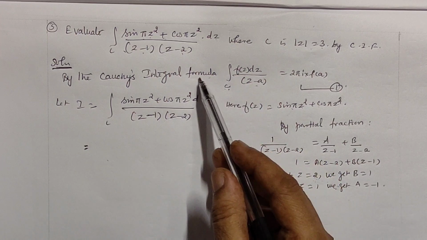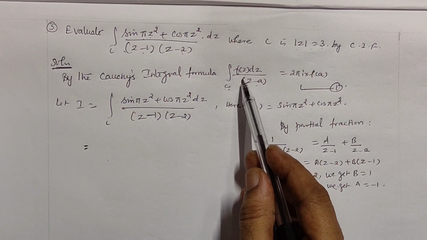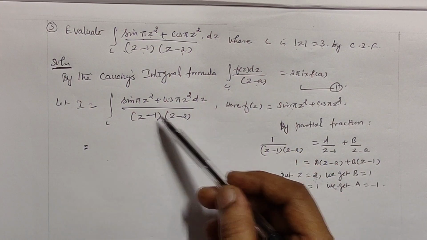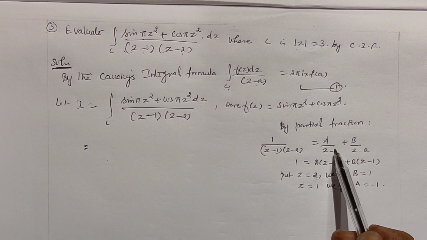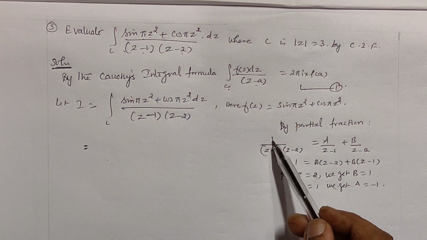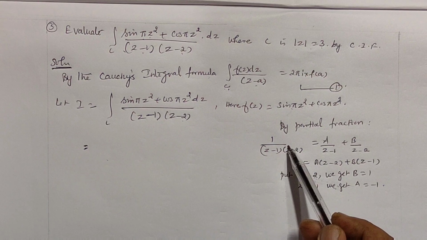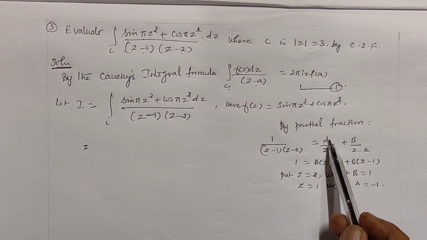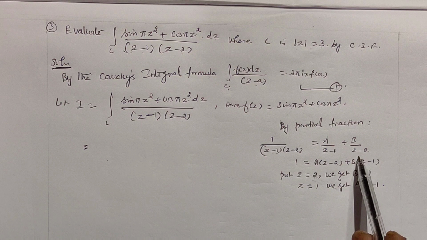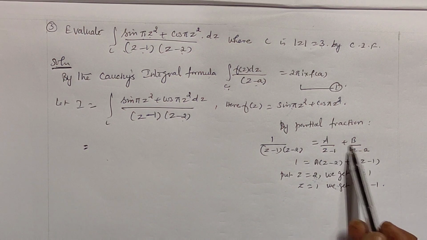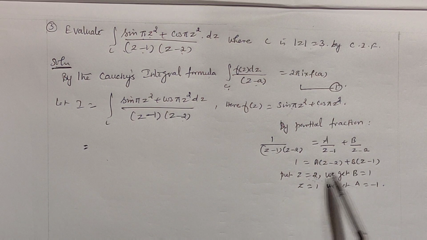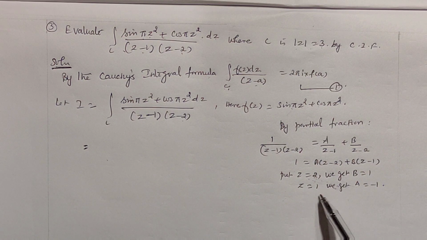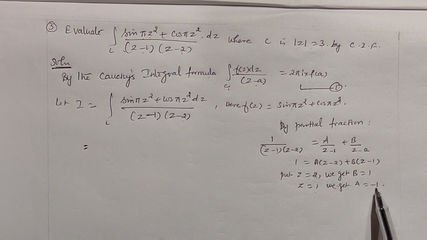If you want to apply Cauchy's integral formula, the denominator should be a single factor. There are two factors here, so we have to separate them. In order to separate, we apply the partial fraction method. Let me take the denominator with the 1 that's in the numerator. 1 by (z − 1)(z − 2) equal to a by (z − 1) plus b by (z − 2). Therefore, you will get 1 equal to a(z − 2) plus b(z − 1). When you substitute z equal to 2, we get b equal to 1. And when z equal to 1, we get a equal to −1.